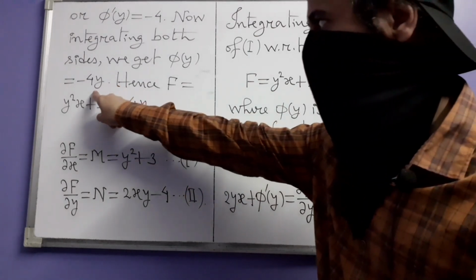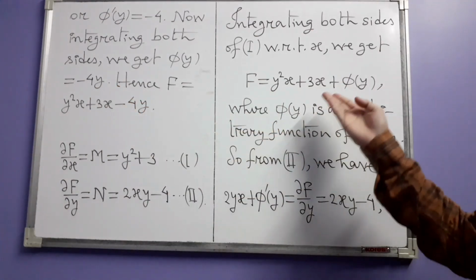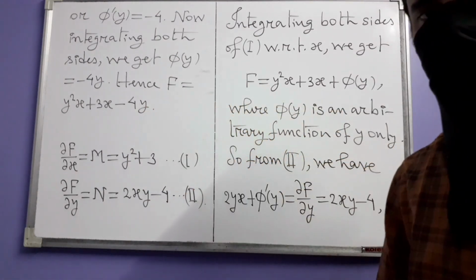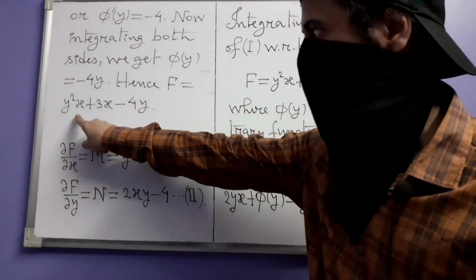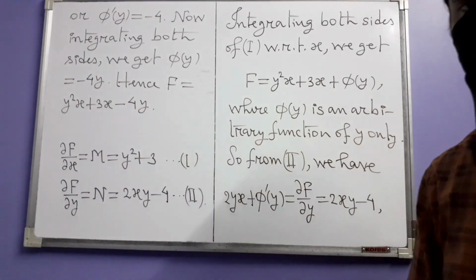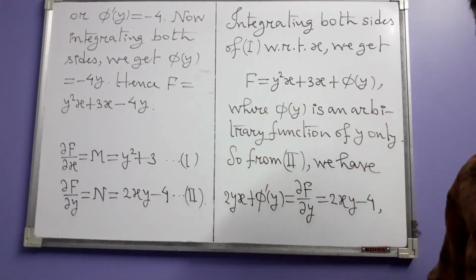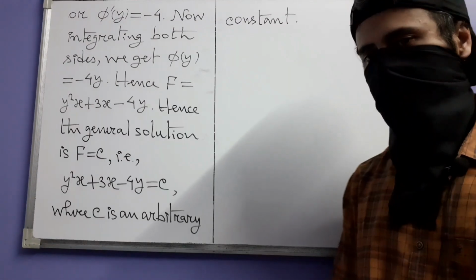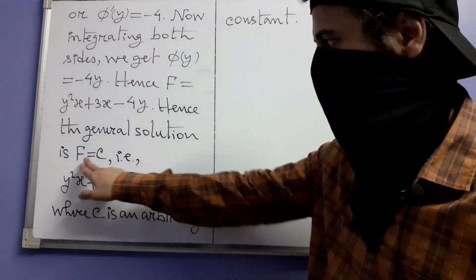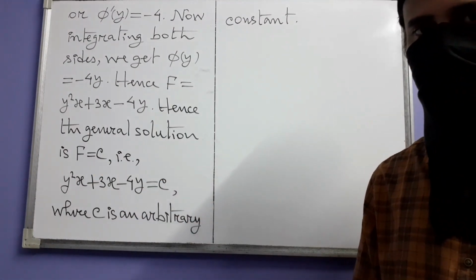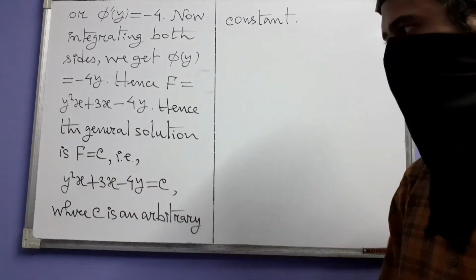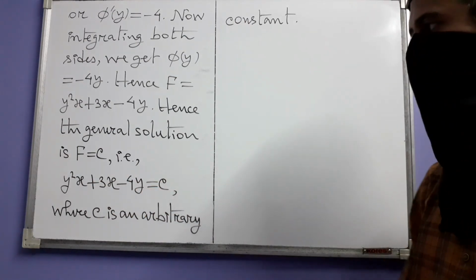So now we use this value of phi of y back here, and that way we now have f completely determined. So f now equals y squared x plus 3x minus 4y. Using this f, we are going to write the general solution. So the general solution is f equal to c, where c is an arbitrary constant, or y squared x plus 3x minus 4y equal to that constant.